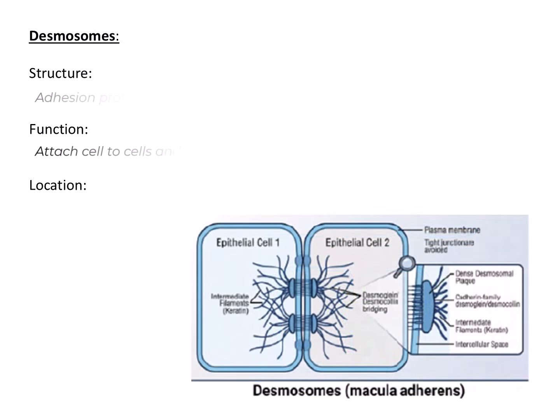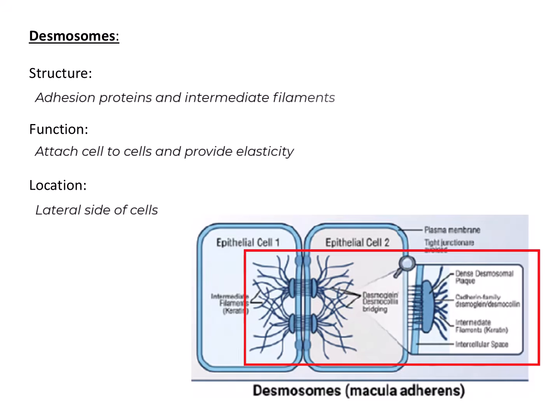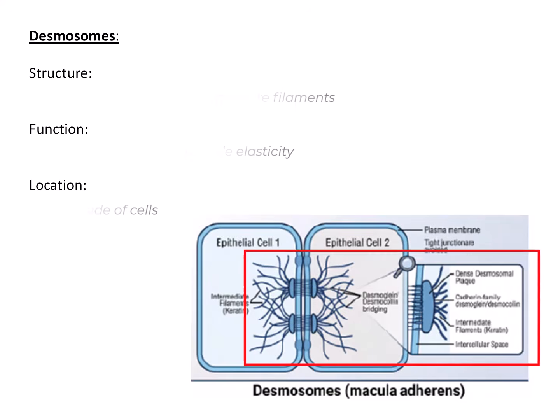The third type of junction is the desmosome. Desmosomes attach cells to cells and provide elasticity. The desmosome structure provides tensile strength to tissues so that they can withstand stress from the environment. This is especially important in epithelial layers such as the ones in your skin.